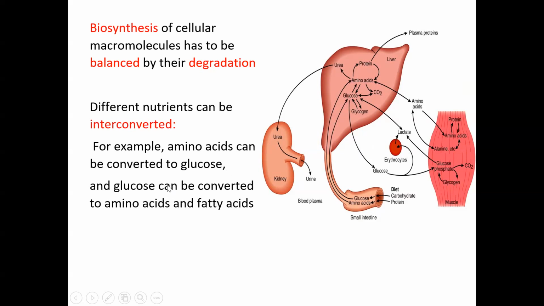Also, glucose can be converted to fatty acids. This also happens inside the liver. If we have too much glucose, excess glucose will be converted to fatty acids, as we'll see later in module 2.